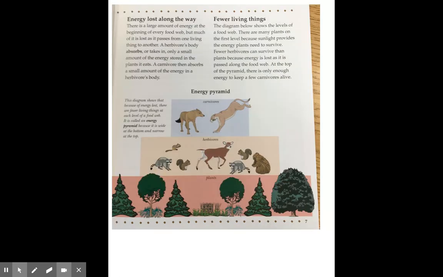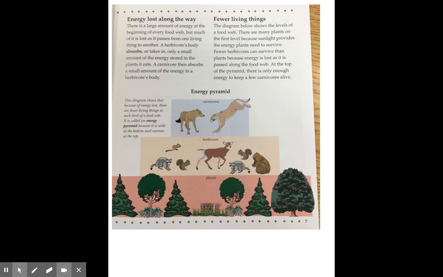Energy lost along the way. There is a large amount of energy at the beginning of every food web, but much of it is lost as it passes from one living thing to another. An herbivore's body absorbs or takes in only a small amount of the energy stored in the plants it eats. A carnivore then absorbs a small amount of the energy in an herbivore's body.